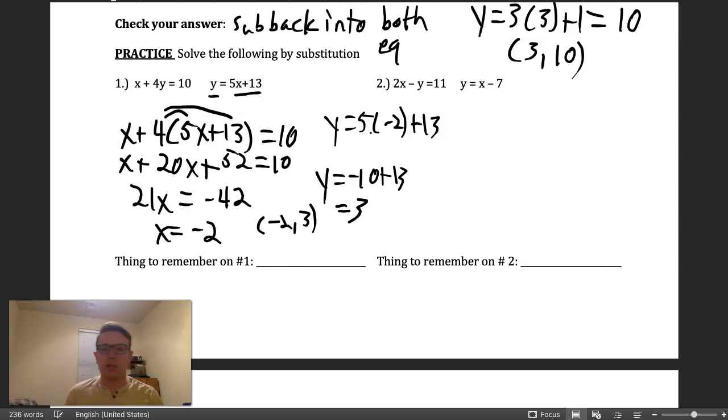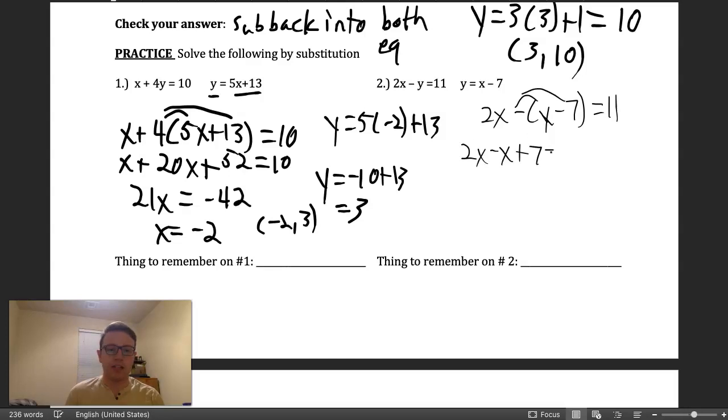Right, what about this next one? What is our solution as an ordered pair going to be? Well, let's work our way through it. We're going to substitute in x minus 7 for y. So we get 2x minus parentheses y, or y is going to be x minus 7, is equal to 11. We're going to distribute the minus in. We get 2x minus x plus 7 is equal to 11, or we'll get x is equal to 4.